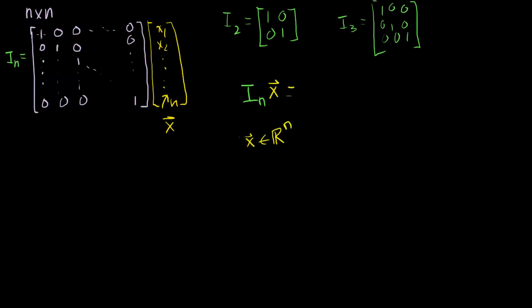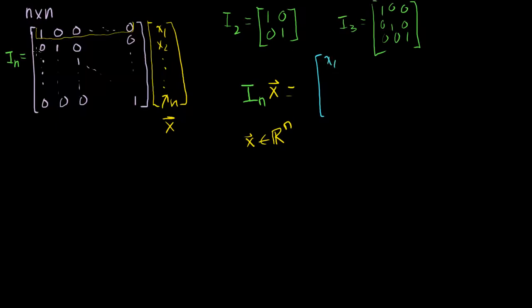Well, I'm going to get 1 times x1 plus 0 times x2 plus 0 times x3 plus 0 times x4, and so on. You can view it as this row dotted with the vector. So the only non-zero term is going to be the 1 times x1. So it's going to be x1. You're going to get another vector in Rn, like that. And the first term is that row being dotted with that column, and so you just get x1.